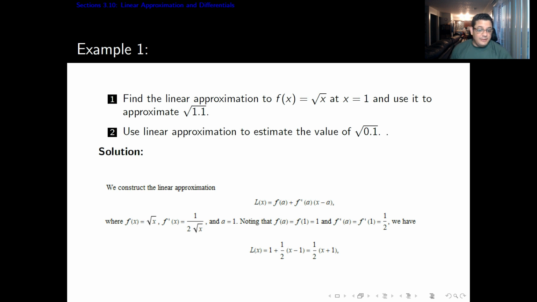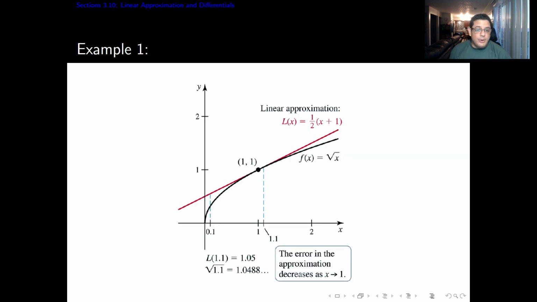Now, that's just the linear approximation, but how can we use it to approximate the square root of 1.1? Well, notice that 1.1 is a value that is super close to 1. Because it's so close to 1, we can do an approximation via the tangent line. So we're going to plug 1.1 into the linear approximation, and that approximates the value of the square root of 1.1. In this case, L of 1.1 is just going to be 1.05.